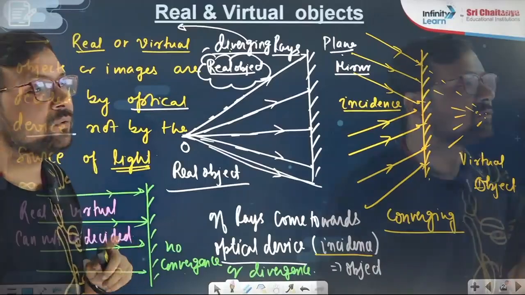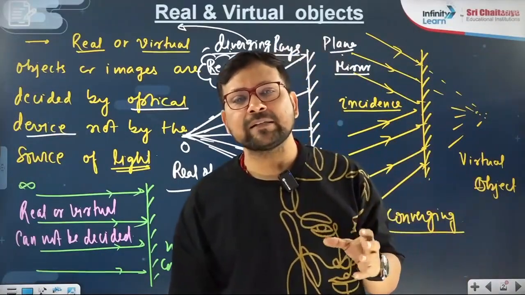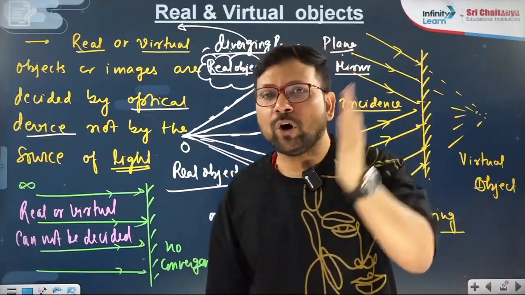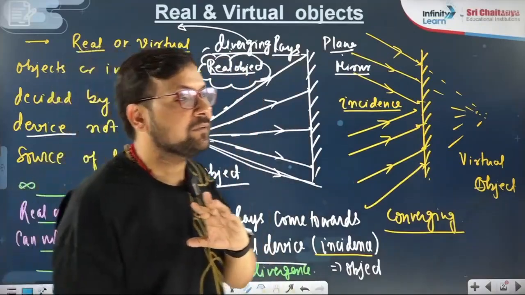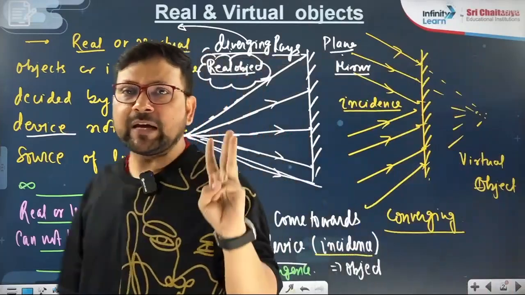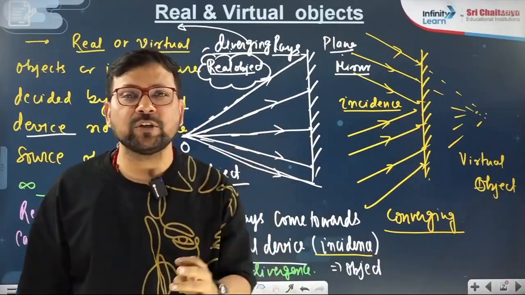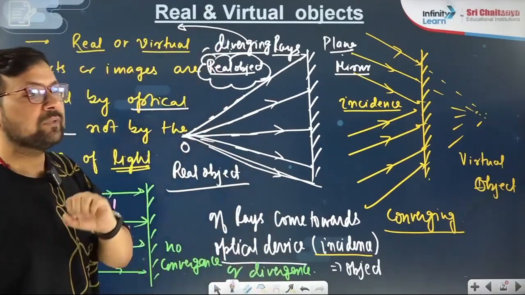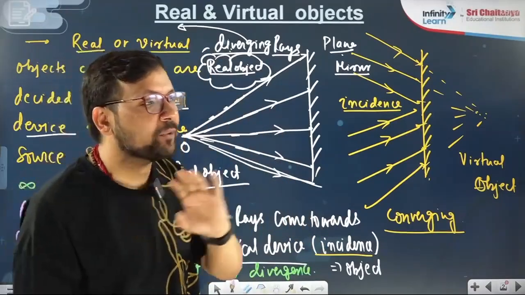Now I am taking a plane mirror as an example, but for any device, if light rays are coming from infinity, the image nature you can decide as real or virtual, but the object you cannot decide, because there is no plus or minus sign. Okay, now tell me, is there any problem in the object? I told you three categories. Real object, have you understood? Virtual object, have you understood? And neither real nor virtual, have you understood? Image we have not discussed yet. Any doubt, please tell.